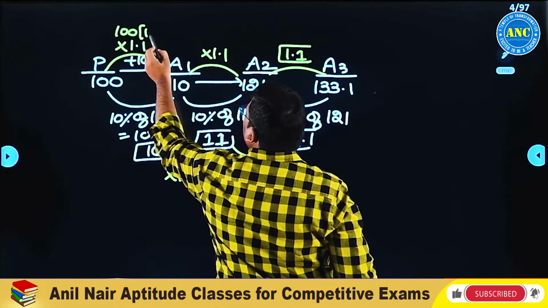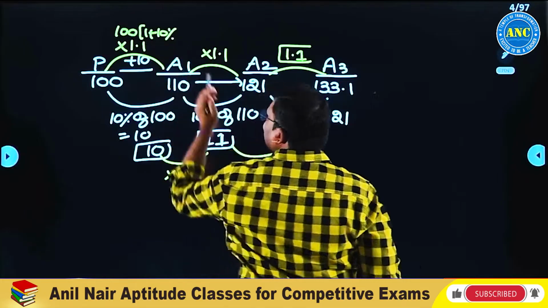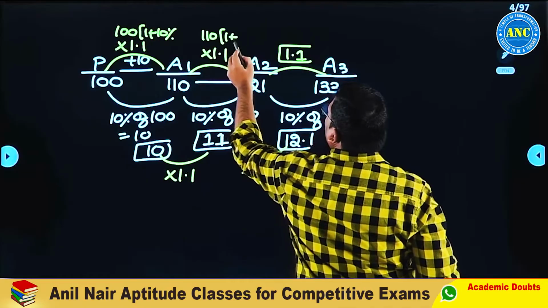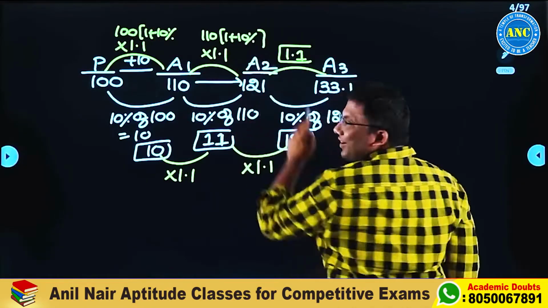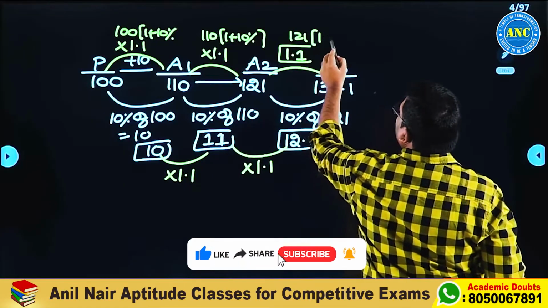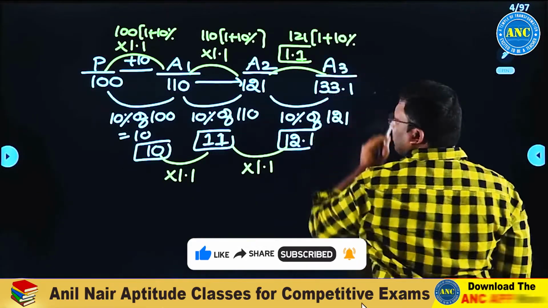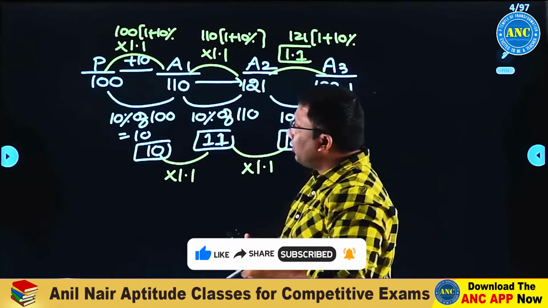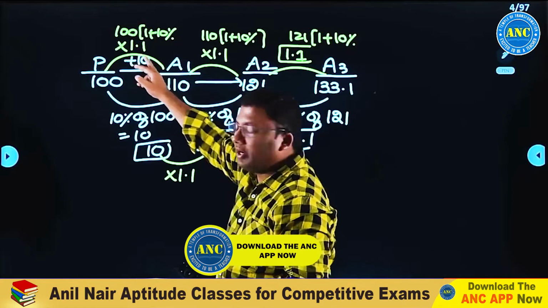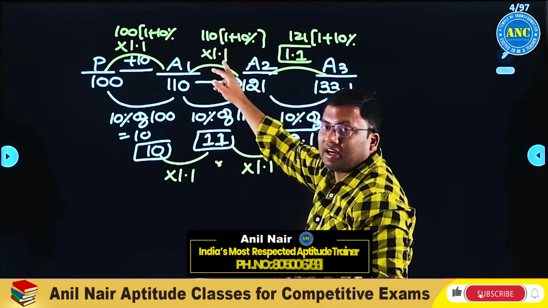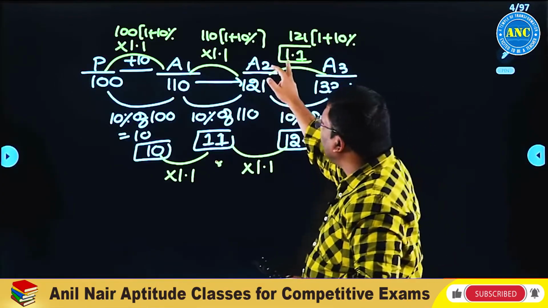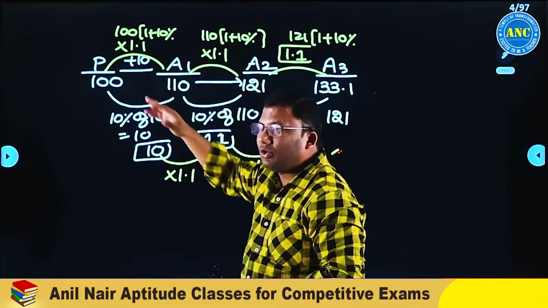On 100 there is a 10% increase. What is this 1.1? On 110 there is a 10% increase. Are you all with me? What is this 1.1? On 121 there is a 10% increase. Very, very important point. This is after the first year; here it is 1.1. Again after 1 year, 1.1. Again after 1 year, 1.1. Into 1.1, into 1.1, into 1.1.